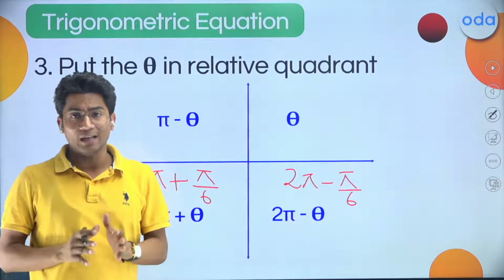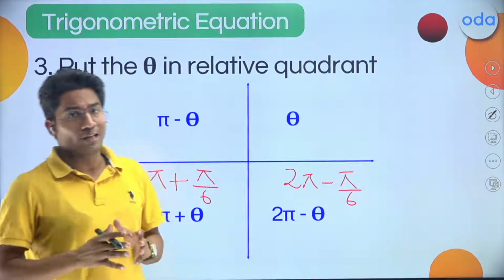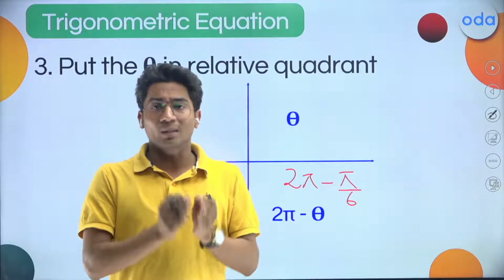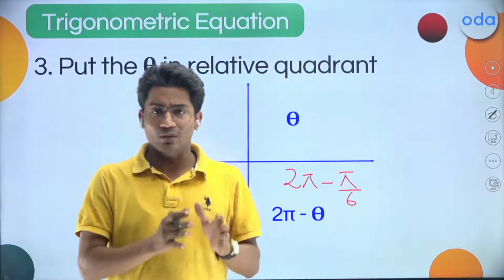So I am repeating again. First step is to find the value of x for which sine x can be 1 by 2. We will ignore the sign. That is the first step.